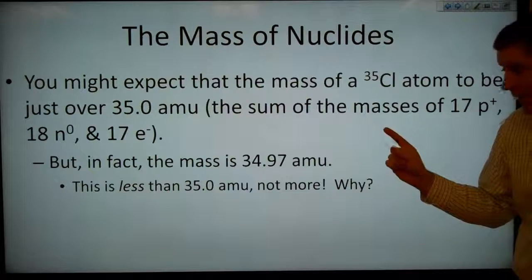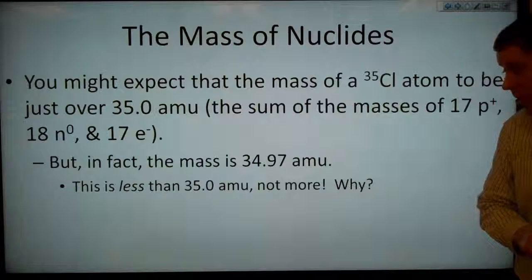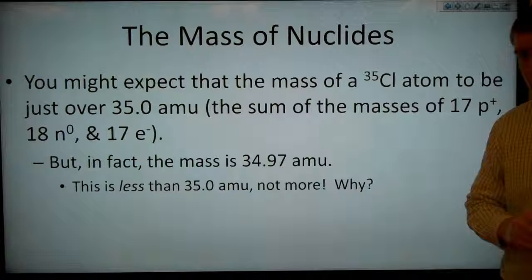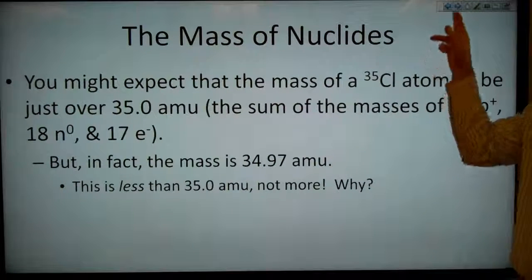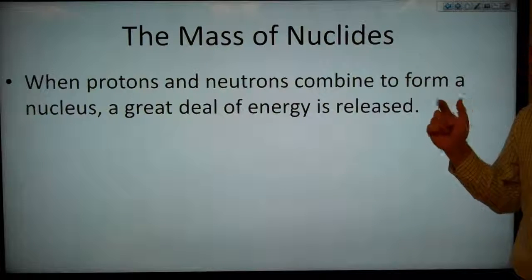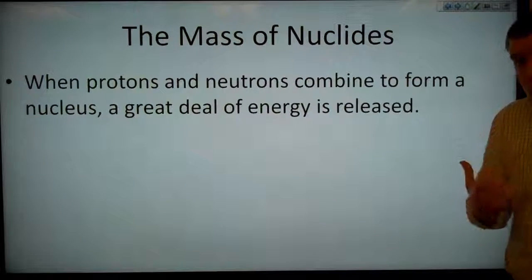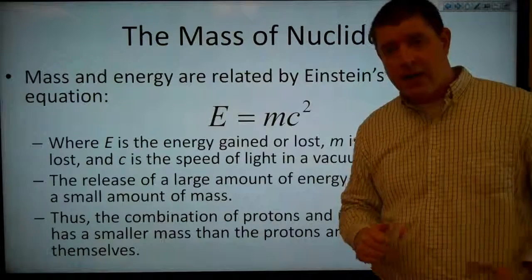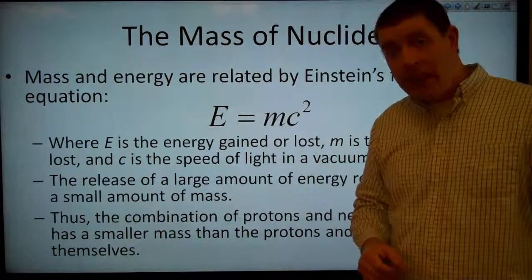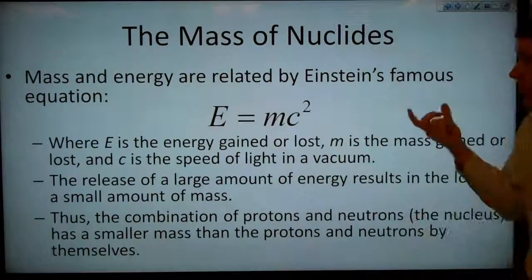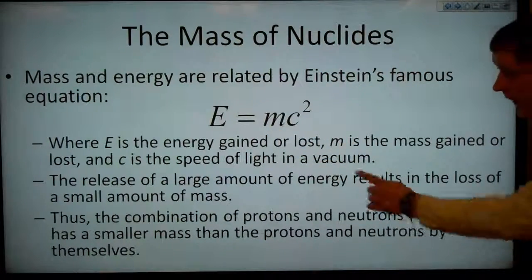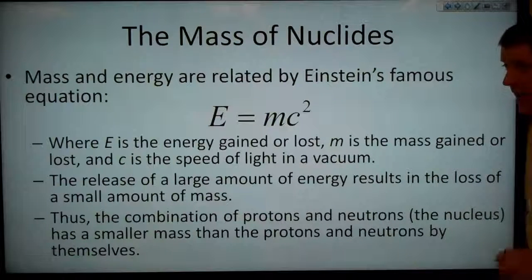Which is strange, because this is in fact less than the 35.0 AMU that we expected, not more. Why is that mass less? It turns out that when protons and neutrons combine to form a nucleus, a huge amount of energy is released. This is why nuclear reactors are so much more powerful than burning fossil fuels for the same mass of fuel. Mass and energy are related by Einstein's famous equation, E equals mc squared, where E is the energy gained or lost, m is the mass gained or lost, and c is the speed of light in a vacuum.